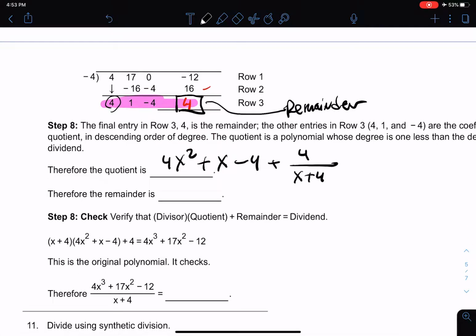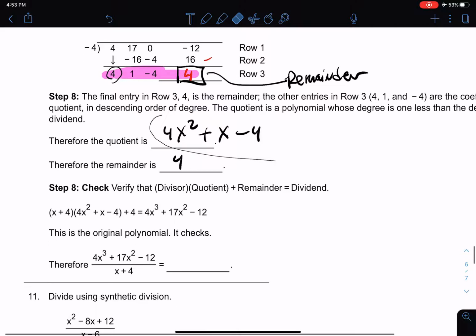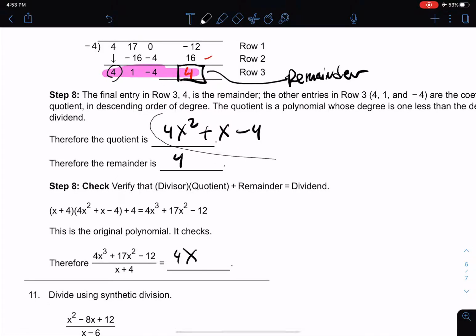Oops, I guess they wanted a remainder down there. This is how you would write it actually if you're going to have a finished problem. They broke it apart on this particular one, so we'll go ahead and work with that. They said, therefore the quotient is this, therefore the remainder is 4. Okay, then they did have it all completely done down here. The original polynomial is this, it checks out. Therefore, 4x squared plus x minus 4. It has a remainder, so we write the remainder as a fraction of 4 over the divisor of x plus 4.